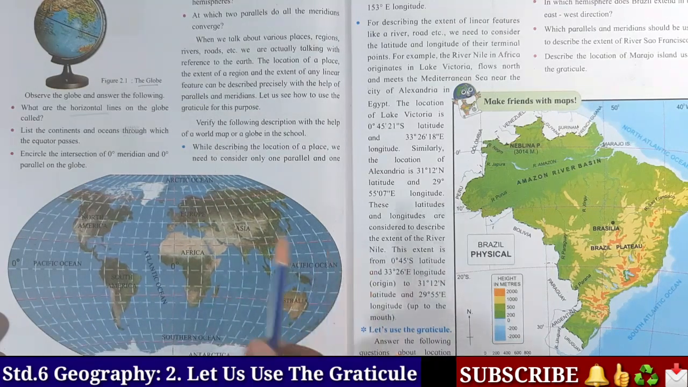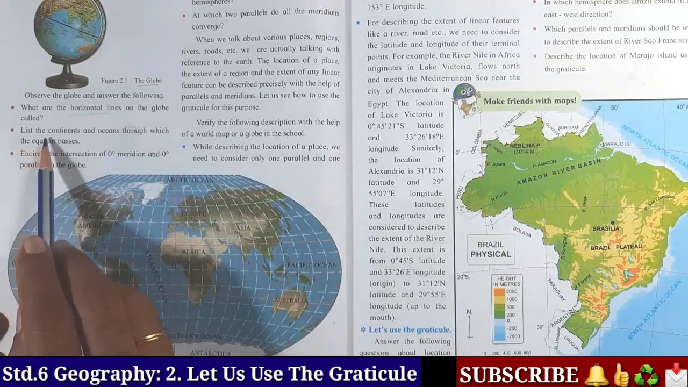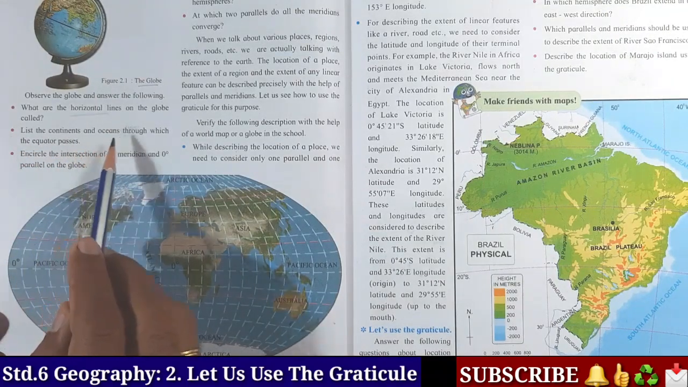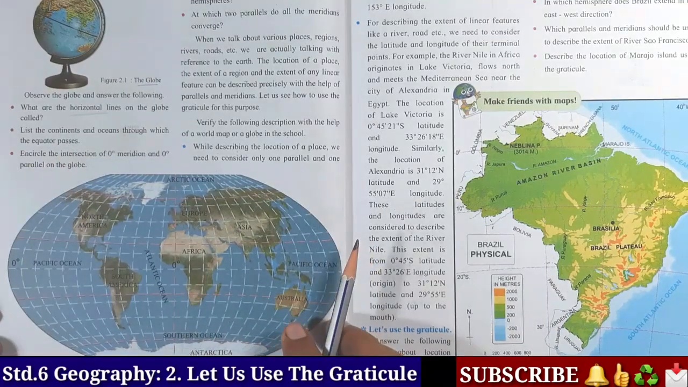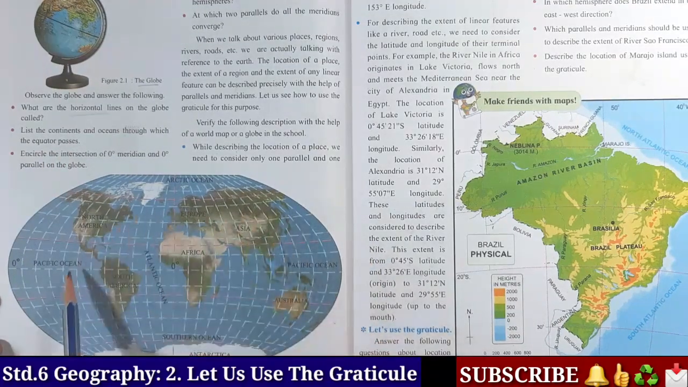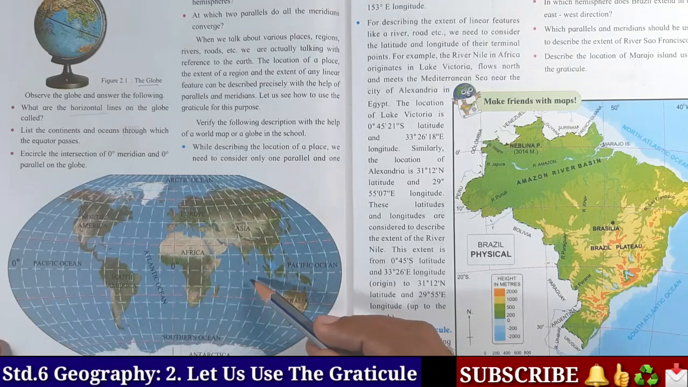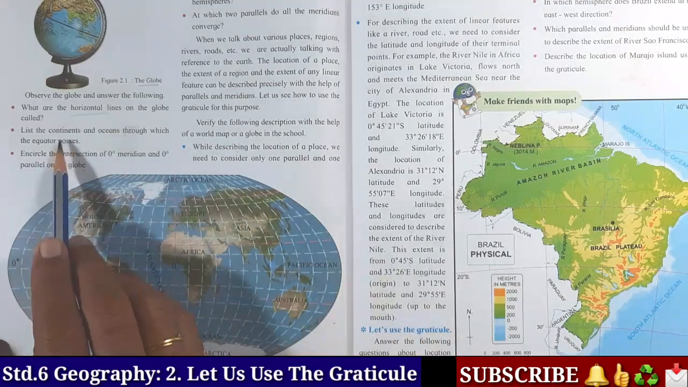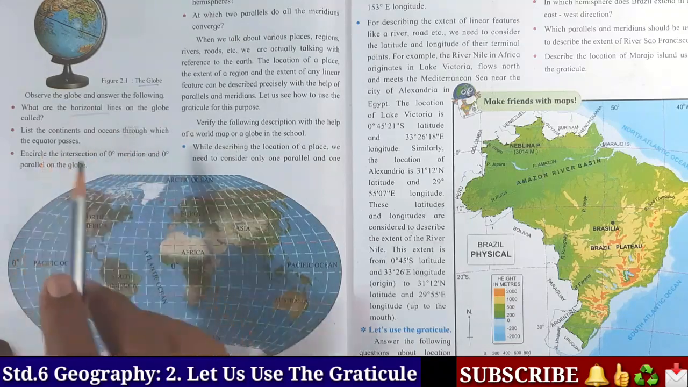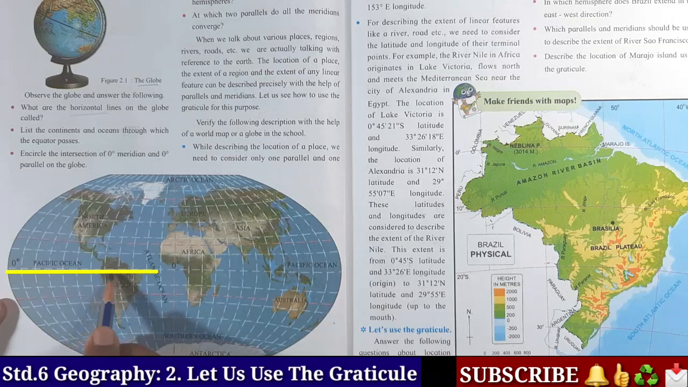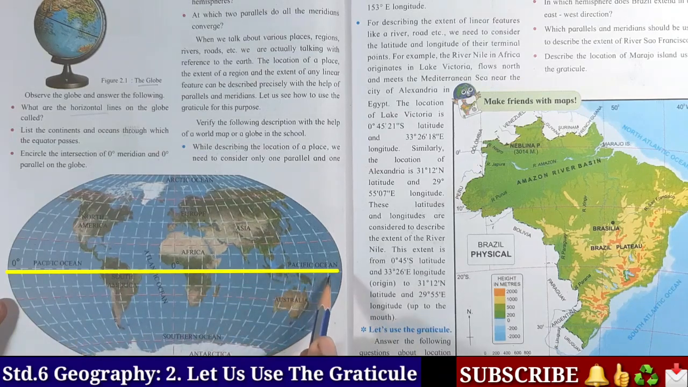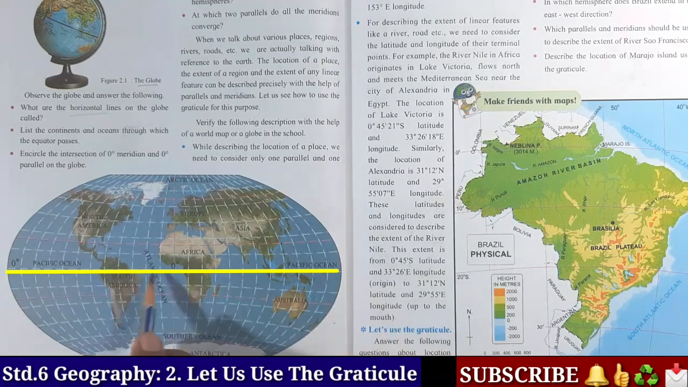Okay, now see the second question. List the continents and oceans through which the equator passes. Yes students, here we can see on this map continents and oceans, but we have to make a list of the continents and the oceans through which the equator passes. Okay students, where is the equator? So this is the equator, and we have to find out the continents through which the equator passes.